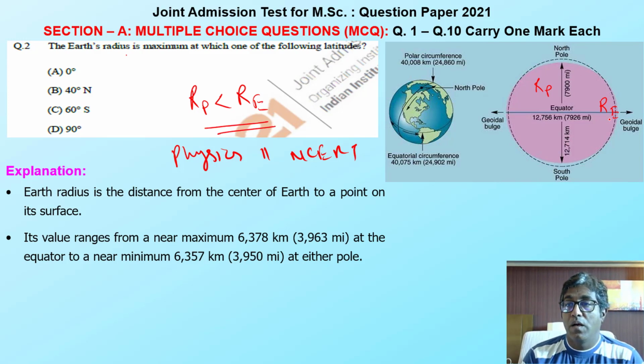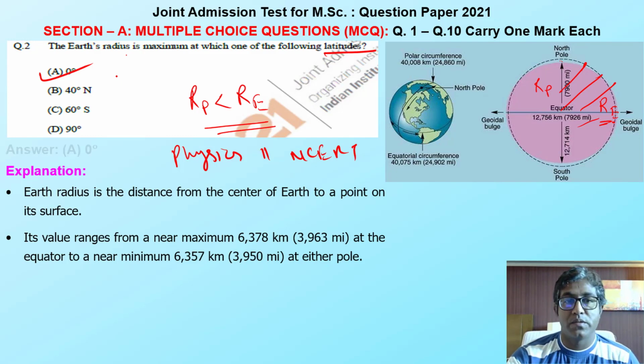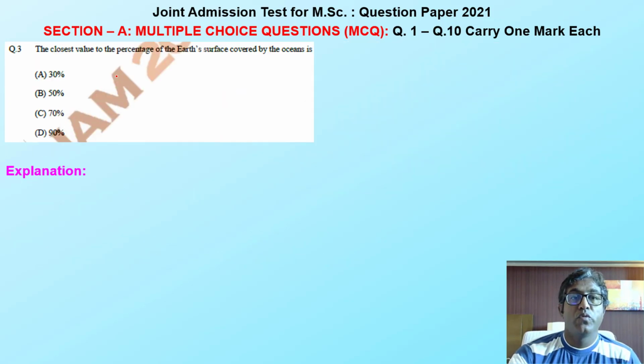This means we have the maximum radius at the equator and the minimum at the pole, and in between we have values ranging from maximum to minimum. So we have the maximum radius at the equator, and the value of latitude at the equator is 0 degree. So this is a very simple, straightforward answer. Moving to the next question.